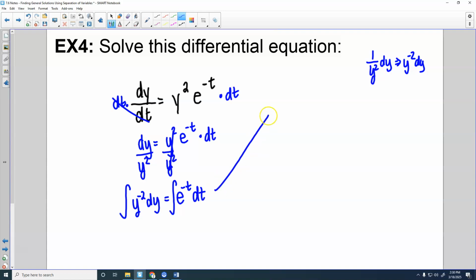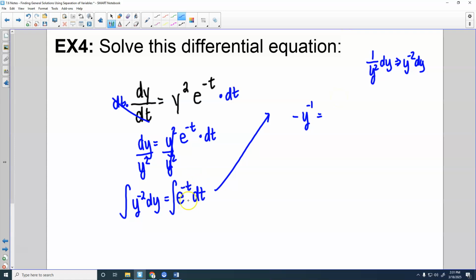And so when I integrate y to the negative 2, I'm going to increase my exponent by 1, so that gives me y to the negative 1. I'm going to divide out front by that negative 1, which will just give me a negative right there. I'm not going to put the plus c on this left-hand side, because as long as you're integrating both sides together, we can go ahead and combine those c's together. So I like to put it on the right-hand side instead of the left-hand side.